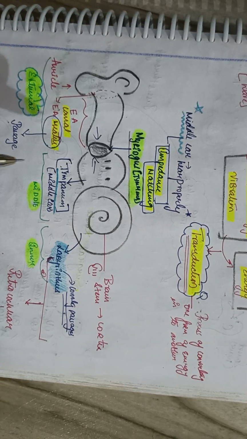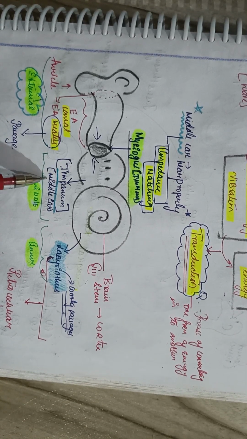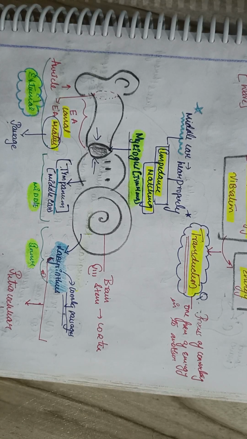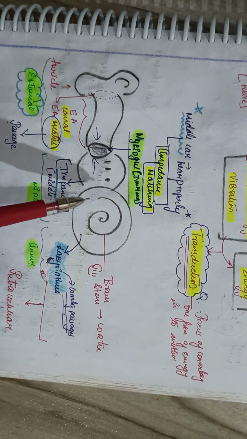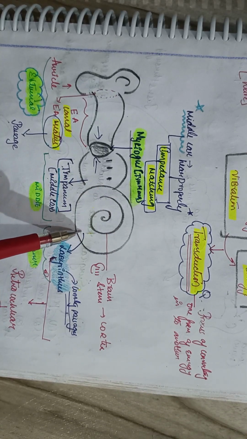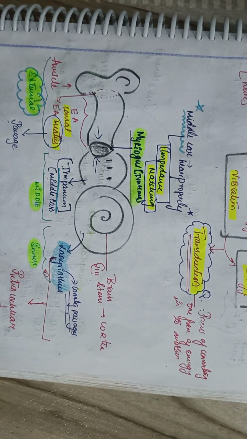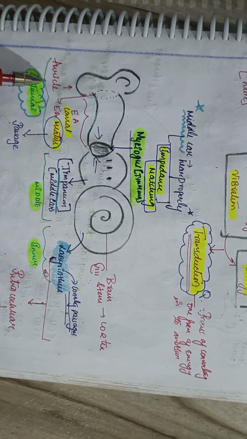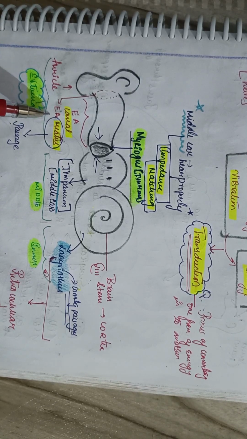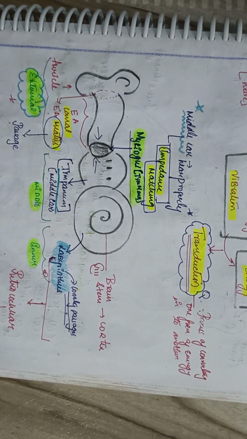The next, this is the tympanum, the tympanum of the middle ear. Now, what is this? This is the cochlea, which I have explained. This is the labyrinthus. Now, what are the parts of the external ear? One is the auricle, the external auditory meatus, and the external auditory canal. These are the parts of the external ear.